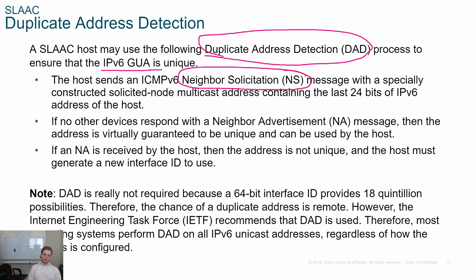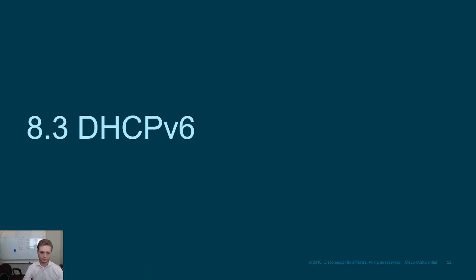Duplicate address detection is not really required because we have 18 quintillion possibilities, but we recommend that it's used. It's really not that bad. I would turn it on just to be on the safe side. I know we've used duplicate address detection on IPv4 in the past, but using it, especially when you have auto configuration, is very, very important.